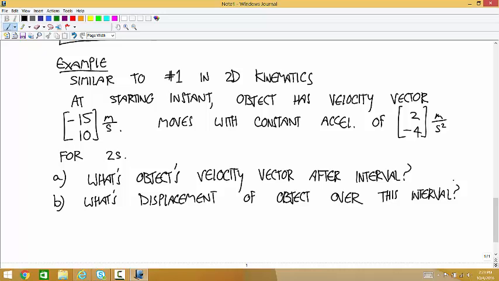So notice we're going to do this problem without knowing anything about what this object represents. In number 1 in 2D kinematics, it says that it's a pool ball moving across a pool table, but here we don't know what this is. We can just do it mathematically. One thing we do know is that this is not a free fall problem, because if you calculate the magnitude of the acceleration, it's not equal to 9.81.